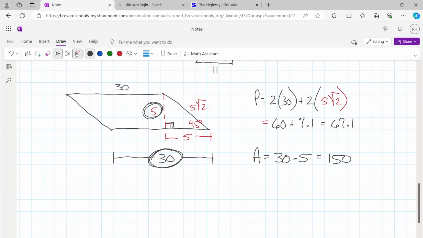Questions? All right, if you have a problem finding the base and the height, bring me your paper. I'll show you how to find the base and the height, and I'll tell you whether you need to use special right triangle rules or the Pythagorean theorem to find your height or to find one of the sides of the parallelogram.